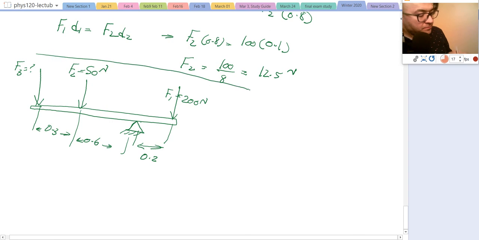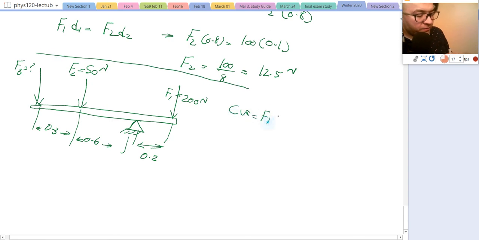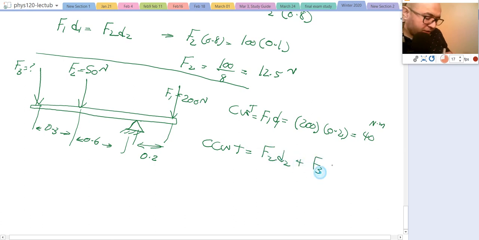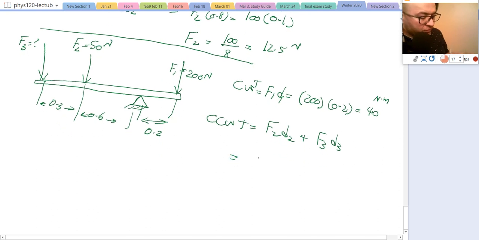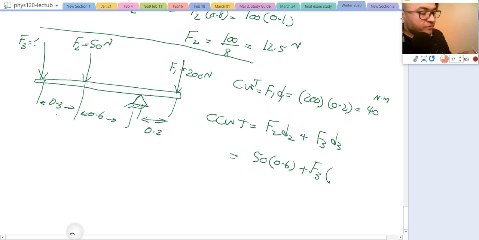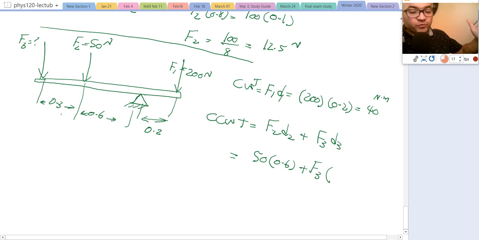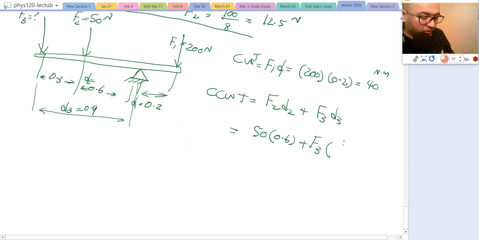So the clockwise rotation will be just one force, F1 times D1, which is 200 times 0.2. You can calculate this, which will be 40 Newton meter. Counterclockwise torque is going to be F2 D2 plus F3 D3. So F2 D2 is 50 times 0.6 plus F3, which I don't know, times D3. How much is D3? D3 is not 0.3. You have to go to the fulcrum, the pivot, the point of rotation, right? If you go to the point of rotation, your D3 will be 0.9.